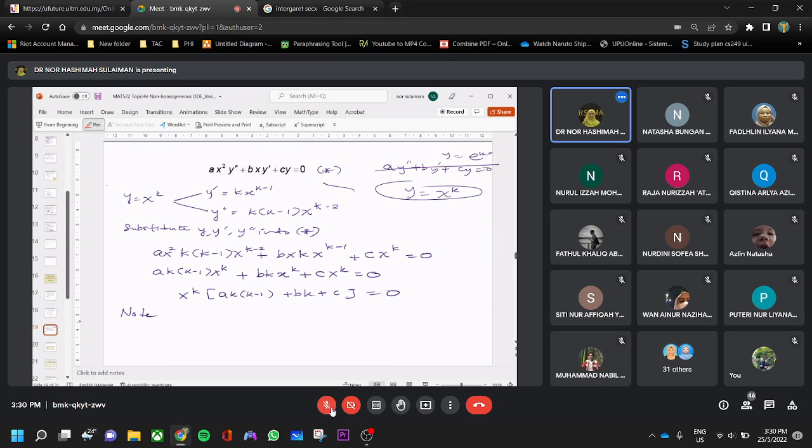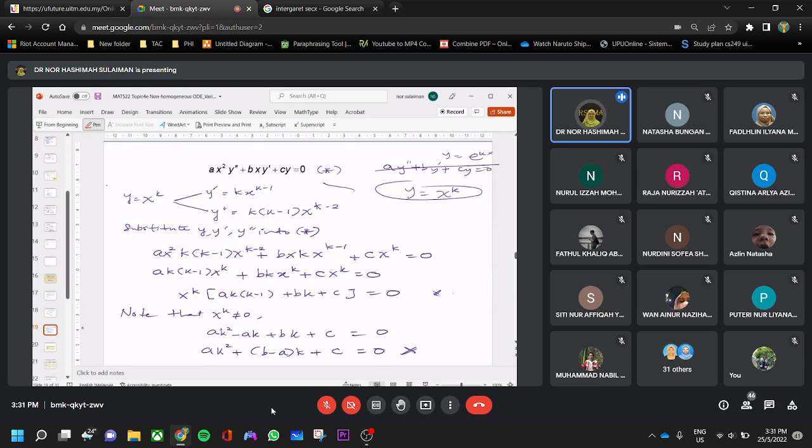Note that x to the power of k is non-zero, right? Maksud dia kita boleh bahagikan equation yang ni kan dengan x kuasa k. So dia akan jadi apa? A k kuasa 2 tolakkan dengan a k, saya kembangkan, plus b k plus c equal to 0 kan? And here you have a k squared plus (b minus a) multiplied by k plus c equals to 0.